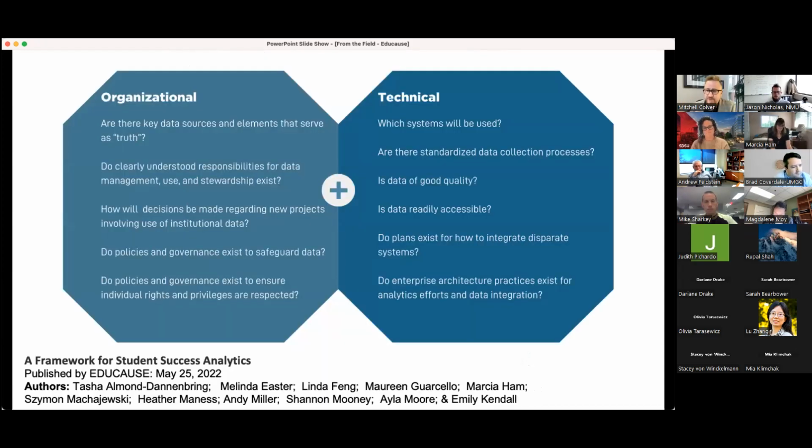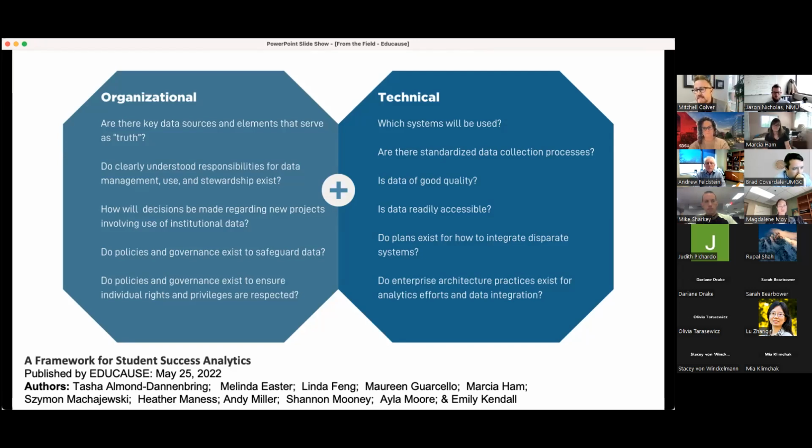And in this framework that just came out, EDUCAUSE released this in May, a framework for student success analytics, and we're going to look at a larger piece of it here in a minute. But this dichotomy between organizational issues related to the deployment of analytics and technical issues is addressed, and increasingly addressed, in all of the literature surrounding what we are doing to make analytics initiatives successful campus to campus.